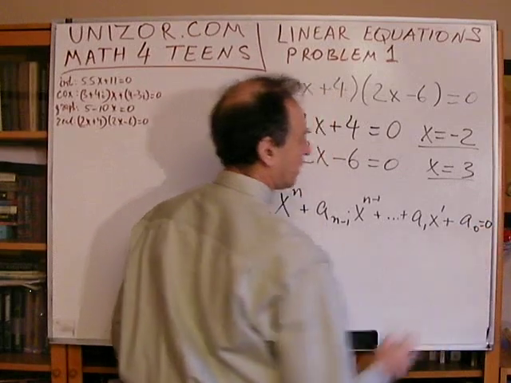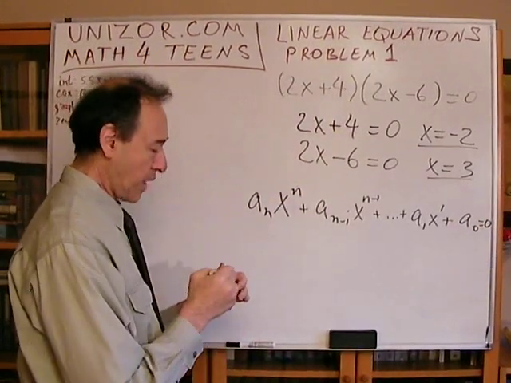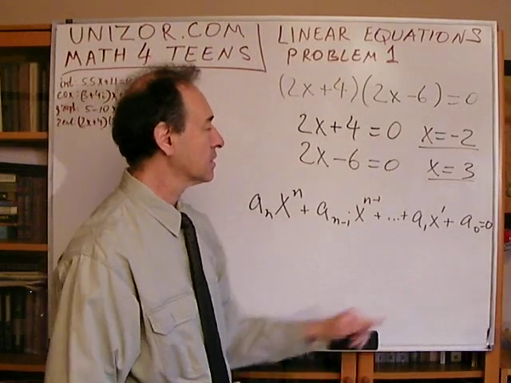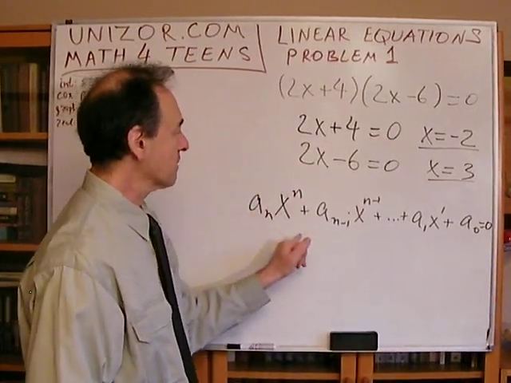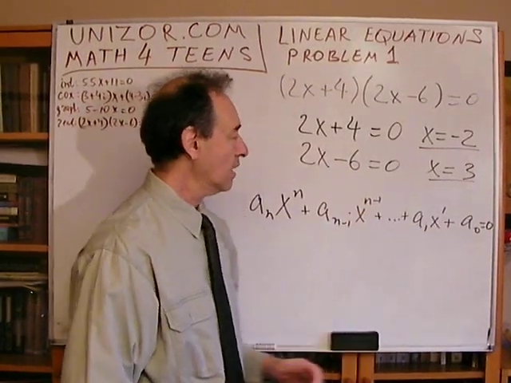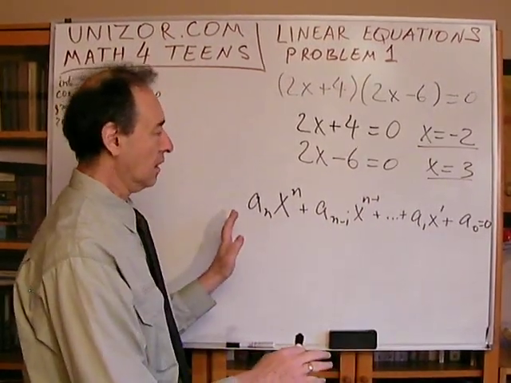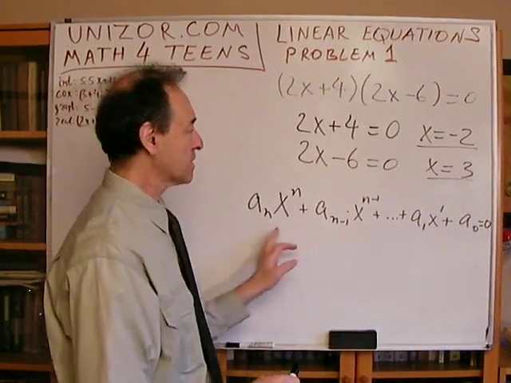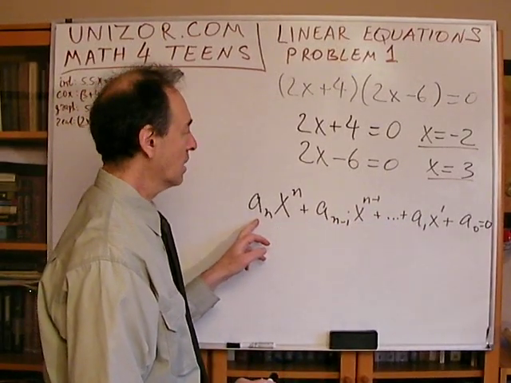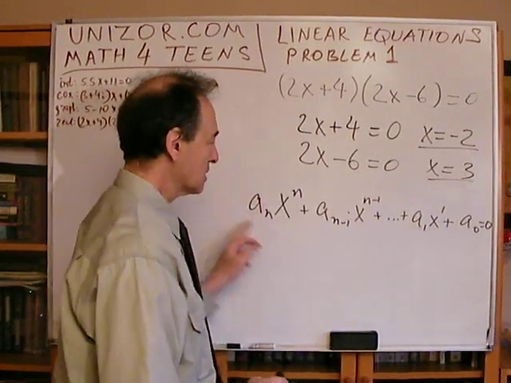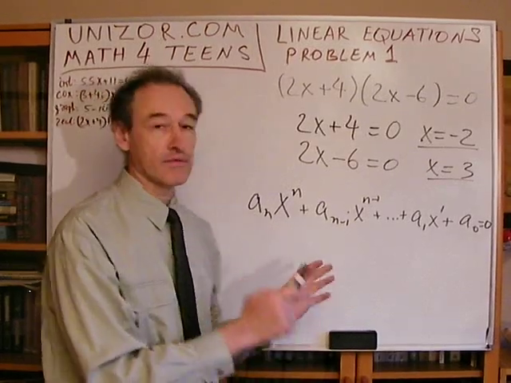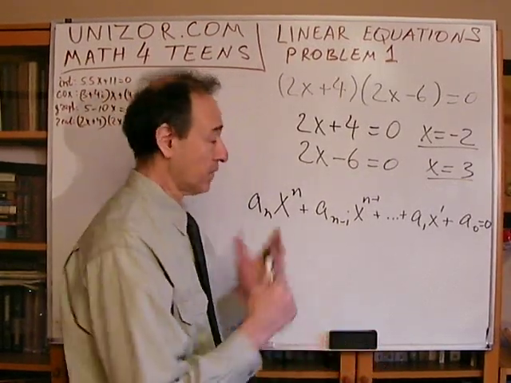equals zero. Now, this is a general equation with different coefficients, different multipliers, and x to the nth degree, and x to the n minus first, etc. So all the different powers of x are represented with different multipliers, and the total summed together is equal to zero. This is a general equation of the nth degree, or nth power.